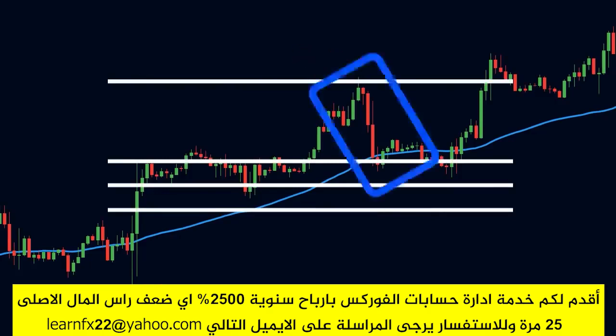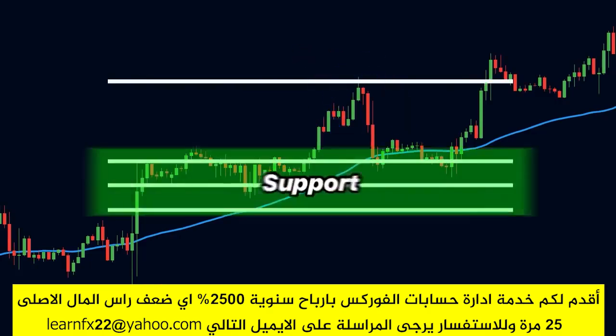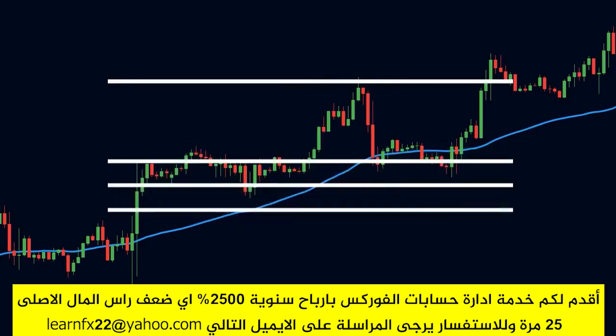Now, when the price makes a pullback, we expect the price to find support at these three retracement levels. At this point, we do not know exactly which level will provide support to the price, but we know that the price will reverse from one of these levels.